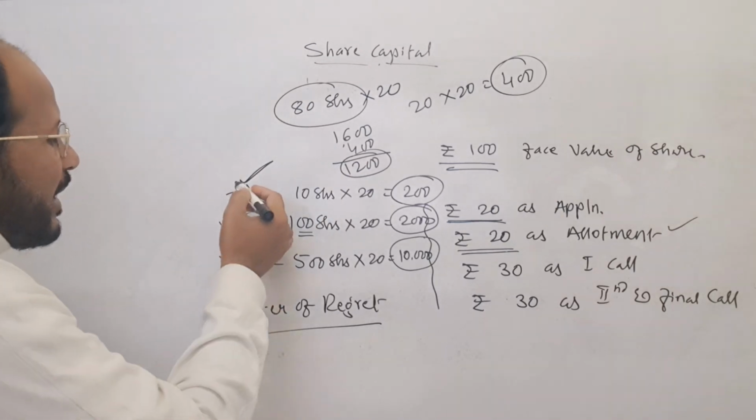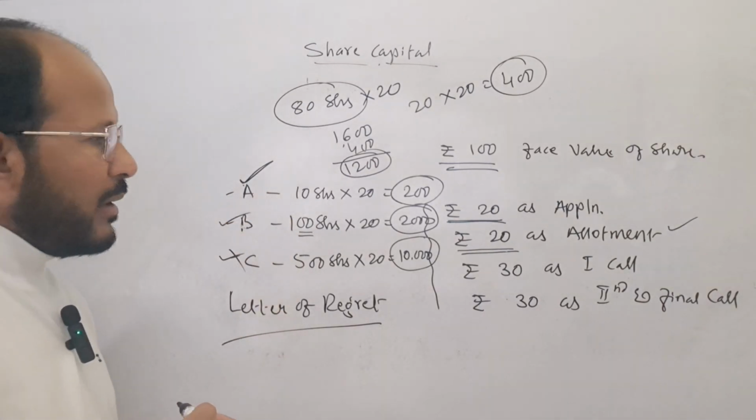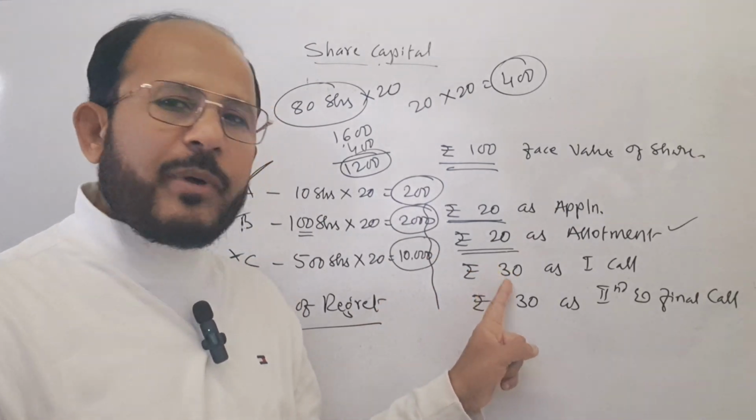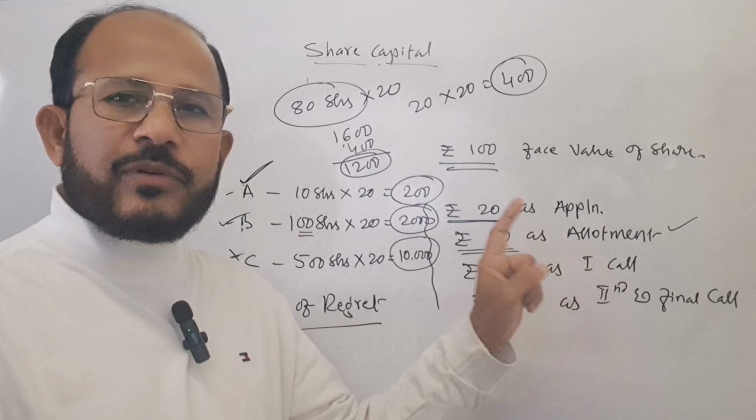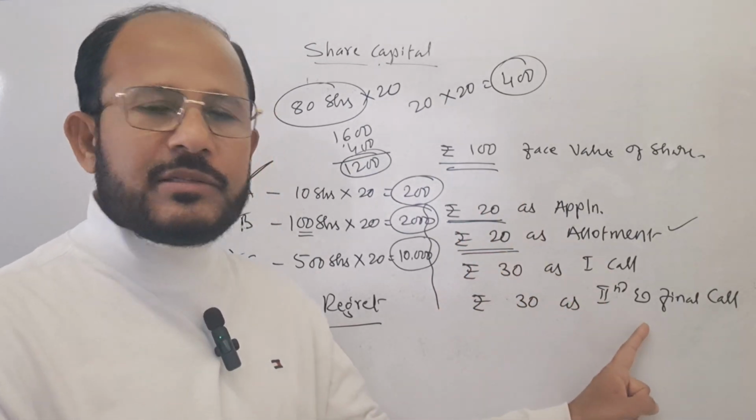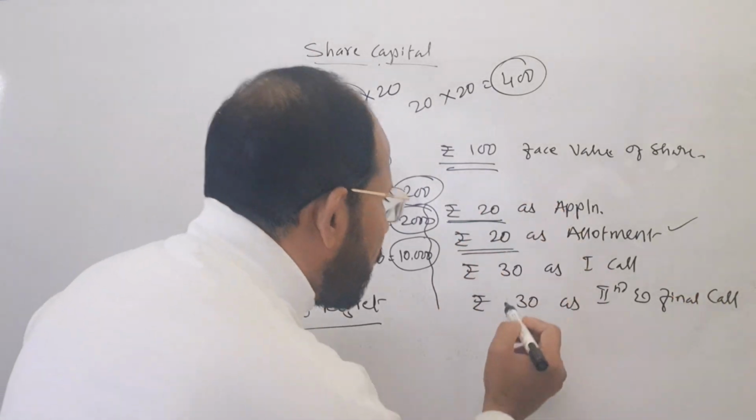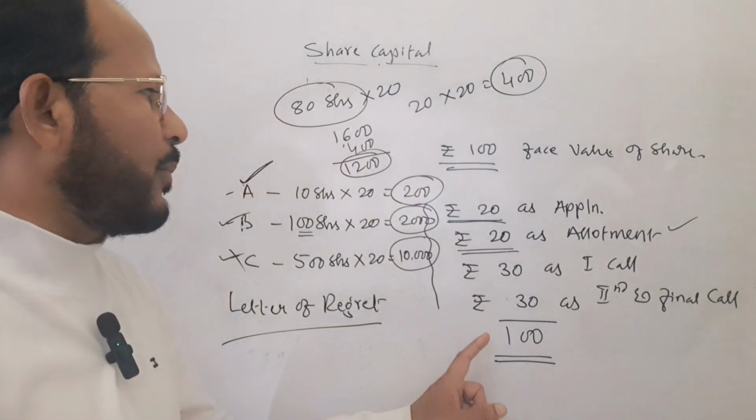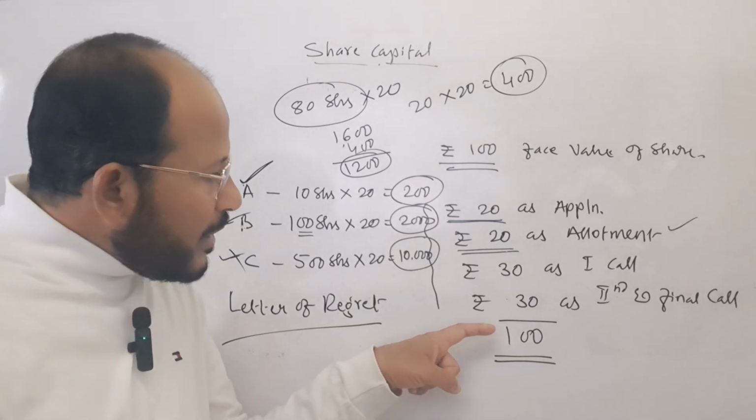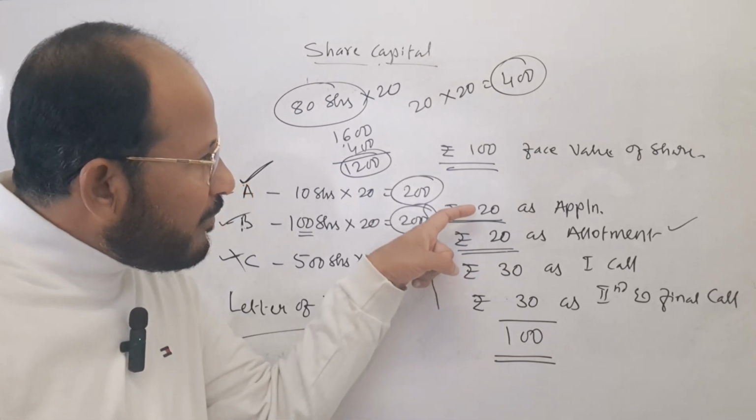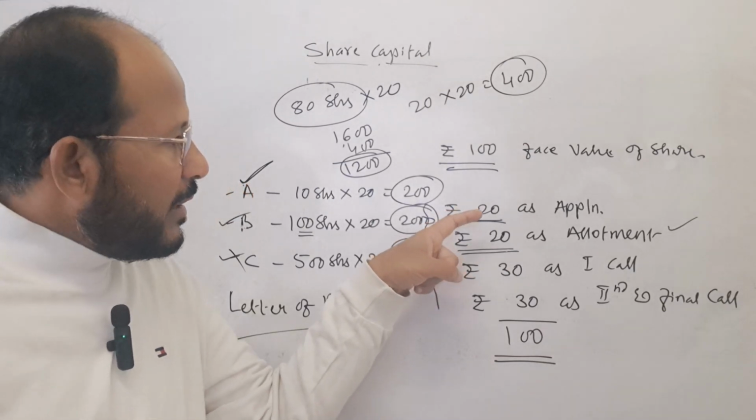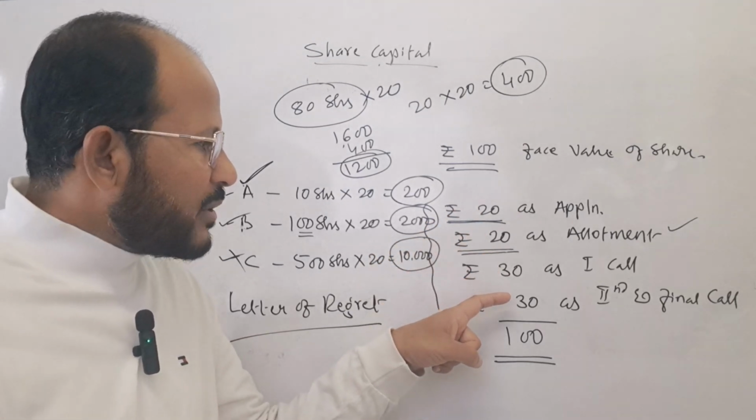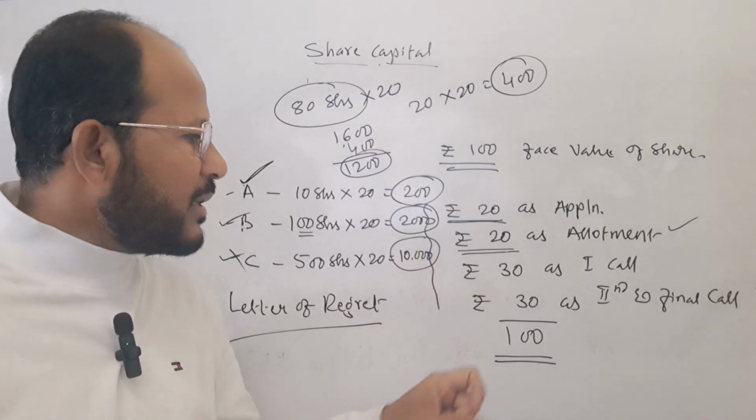Now, you see, in case of A and B, as and when the company calls, they are required to pay how much? Rupees 30 as first call and rupees 30 as second and final call. Here the total amount is how much? The par value or the face value of the share is rupees 100. Therefore, rupees 100 the company collects in the form of application, rupees 20 in the form of allotment money, rupees 20, and in the form of first call, rupees 30, and as final call, rupees 30.